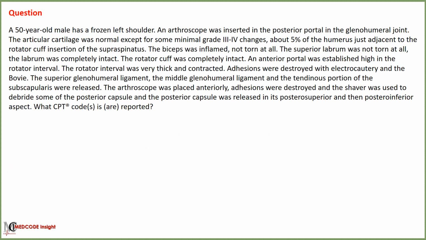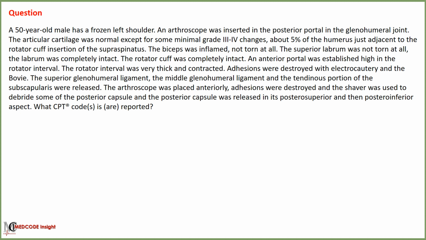A 50-year-old male has a frozen left shoulder. An arthroscope was inserted in the posterior portal in the glenohumeral joint. The articular cartilage was normal except for some minimal grade 3 to 4 changes, about 5% of the humerus just adjacent to the rotator cuff insertion to the supraspinatus. The biceps was inflamed, not torn at all. The superior labrum was not torn at all. The labrum was completely intact.